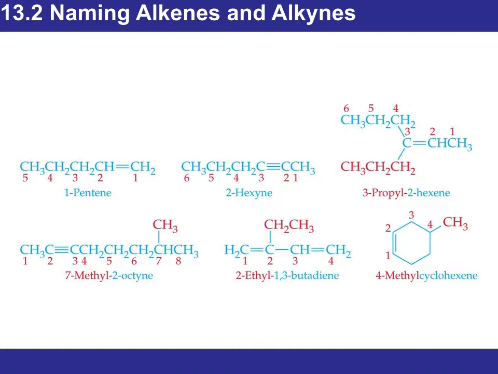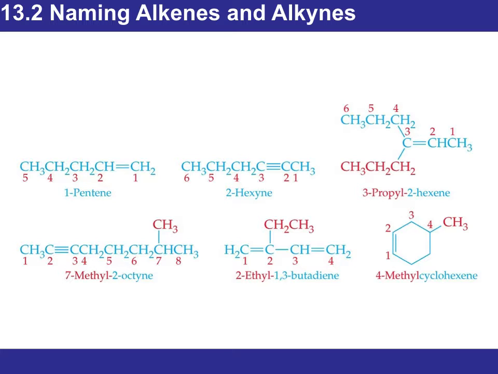Example on the bottom line, how many carbon atoms I have here? 8. A triple bond, octyne. Triple bond has the priority over the substituent because it is not symmetrical. In other words, my triple bond is on carbon number 2 and my methyl on carbon number 7. So no question right here. I start from left to right. 7-methyl 2-octyne.